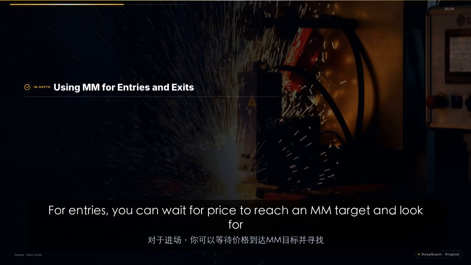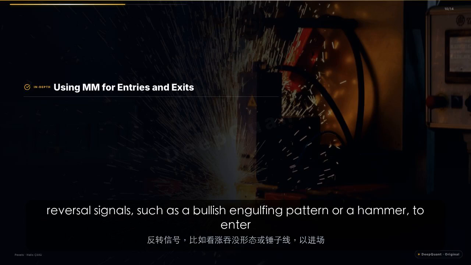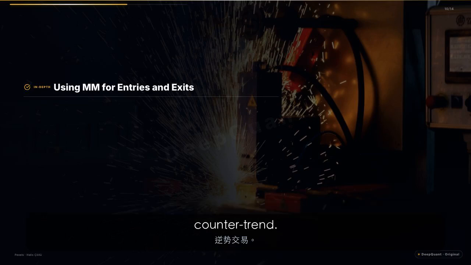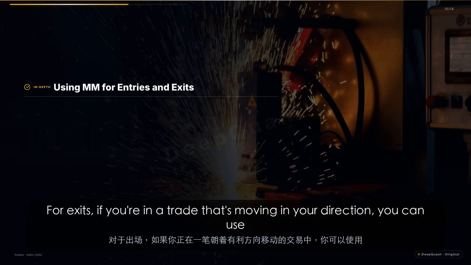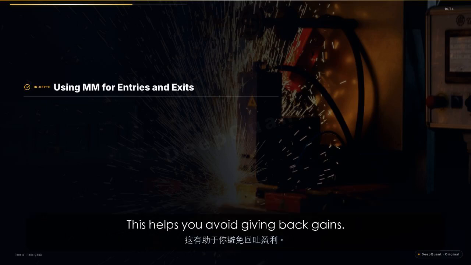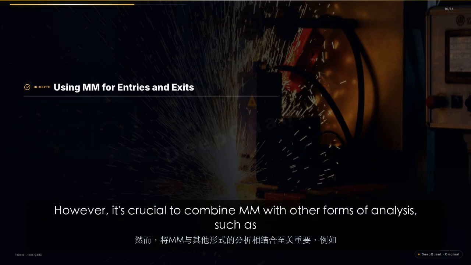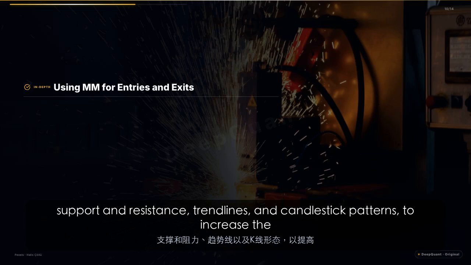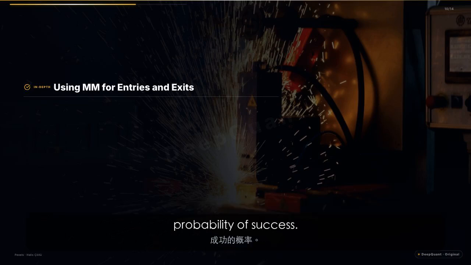For entries, you can wait for price to reach a measured move target and look for reversal signals, such as a bullish engulfing pattern or a hammer, to enter countertrend. For exits, if you're in a trade that's moving in your direction, you can use a measured move target as a logical place to take profit. This helps you avoid giving back gains. However, it's crucial to combine it with other forms of analysis, such as support and resistance, trend lines, and candlestick patterns, to increase the probability of success.